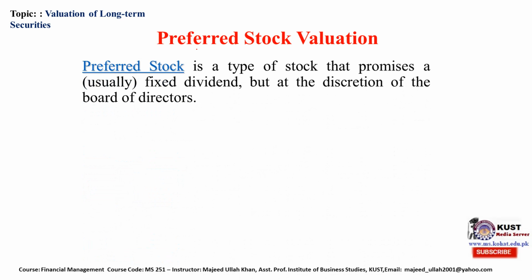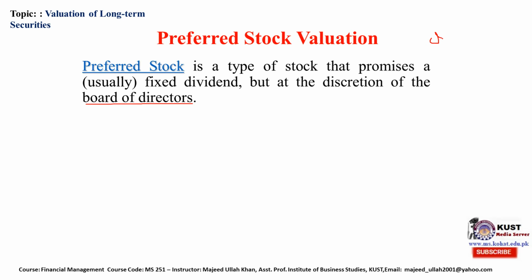Preferred stock. What is preferred stock? Preferred stock is a type of stock that usually promises a fixed dividend, but at the discretion of the board of directors. So why is it called preferred stock? Because the company will give preference to those investors who hold preferred stock, the preferred shareholders, in two things.